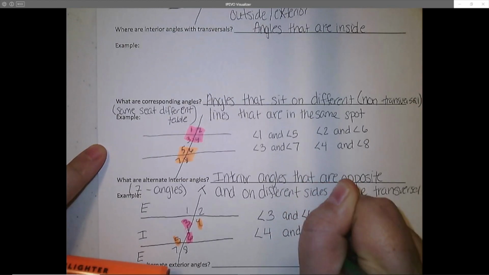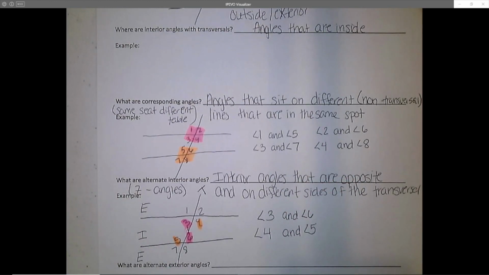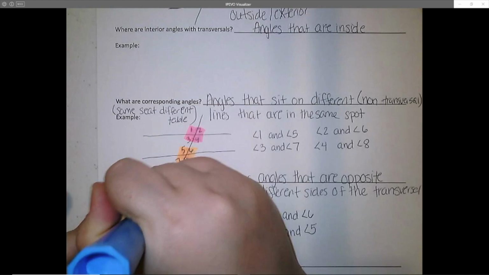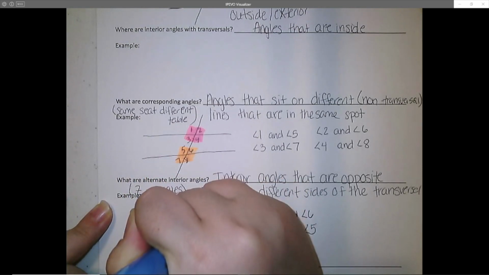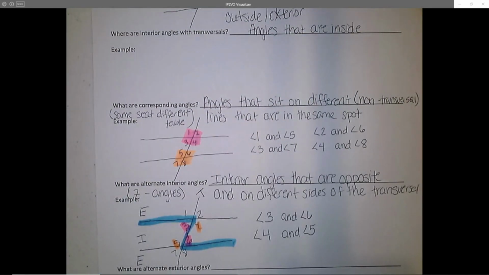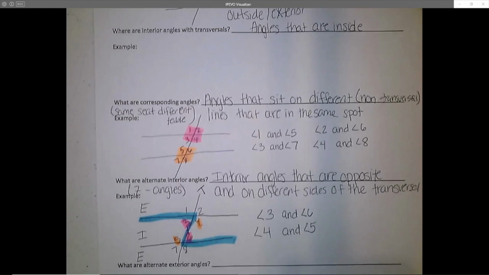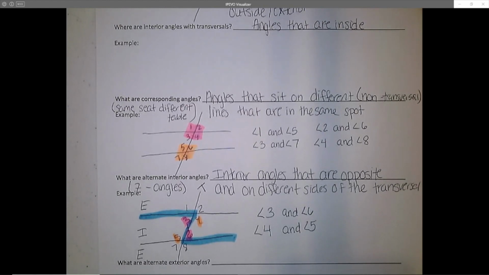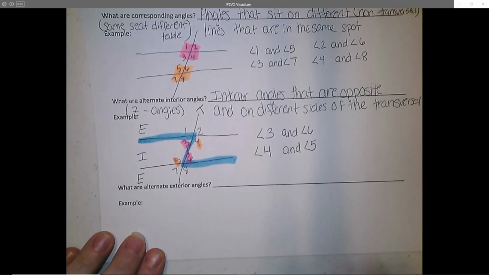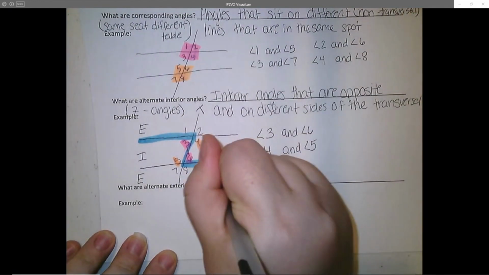Okay, and a little indication into why there's Z angles. If you trace above angle 3, go down and trace below 6, when you trace, it captures both pink inside and it looks like a Z. That's why we call them Z angles. Okay, alternate exterior angles are the same as alternate interior, except they're exterior angles.